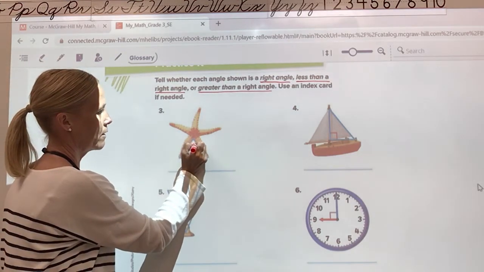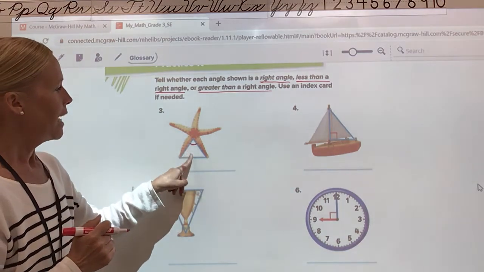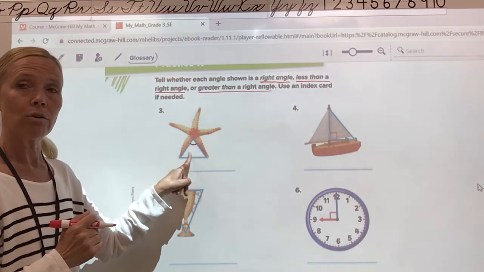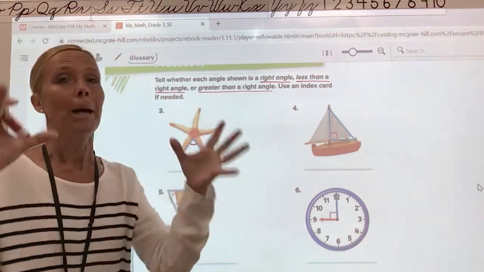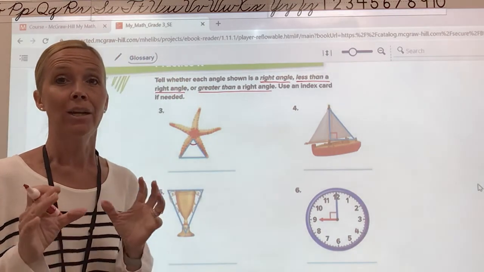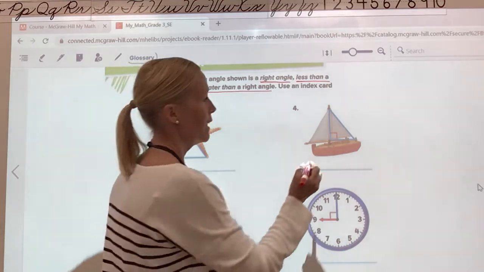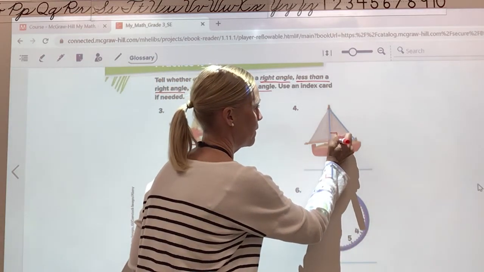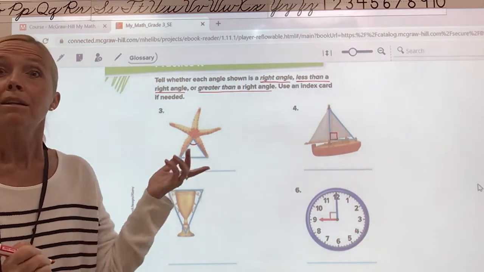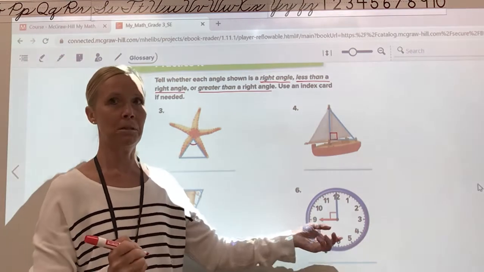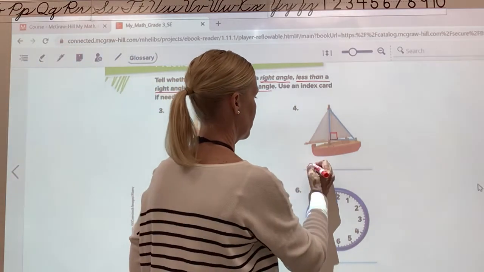Here's the angle right here. So they want to know, is that angle, which we just kind of did this on the other page, less than a right angle, greater than a right angle, or is it a right angle? I'm going to give you a hint. Our book gives you a big hint on whether it is a right angle or not. Let's look at the next one. Look at number 4. Look at my angle. Look, did it make a square? Yeah, it did. So when you see the square, you'll know right away that it is a right angle.